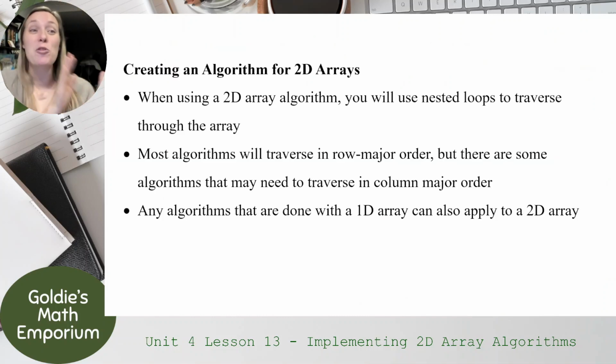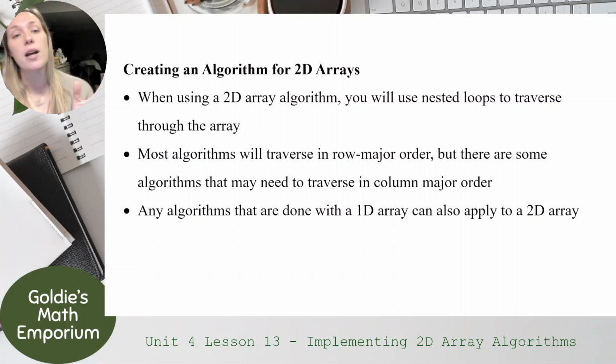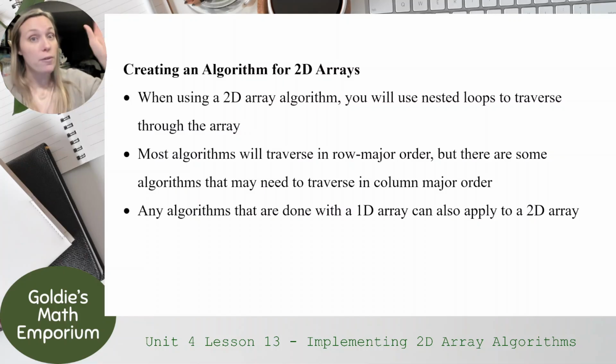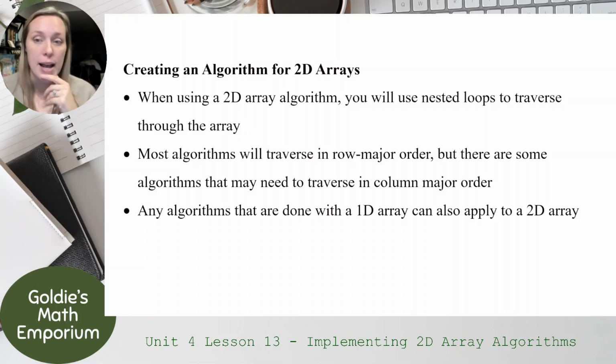Okay. So when we are creating an algorithm for a two-dimensional array, we have to use nested loops to traverse through the array. Whatever we want to do with that two-dimensional array, we have to use those nested loops in order to do that. Now, for most of the algorithms, it's easiest to do it in row major order: start with the first row, look through one row at a time, and then go through column by column. But there are some algorithms that you will need to traverse in column major order.